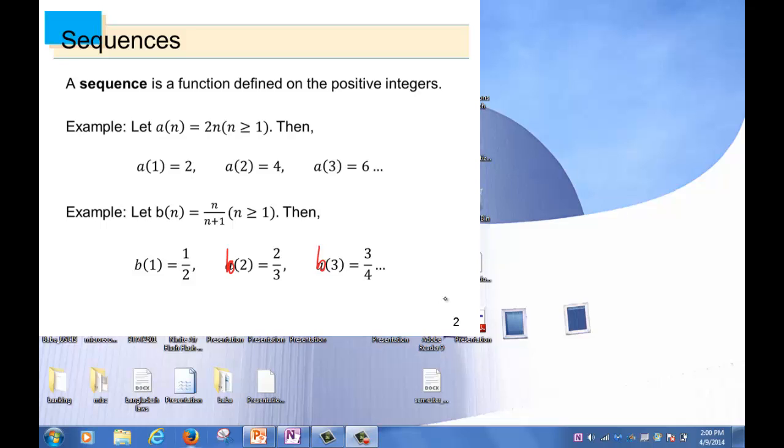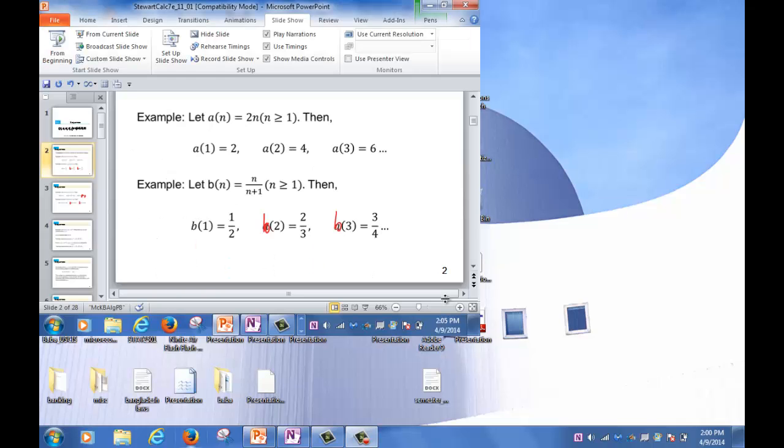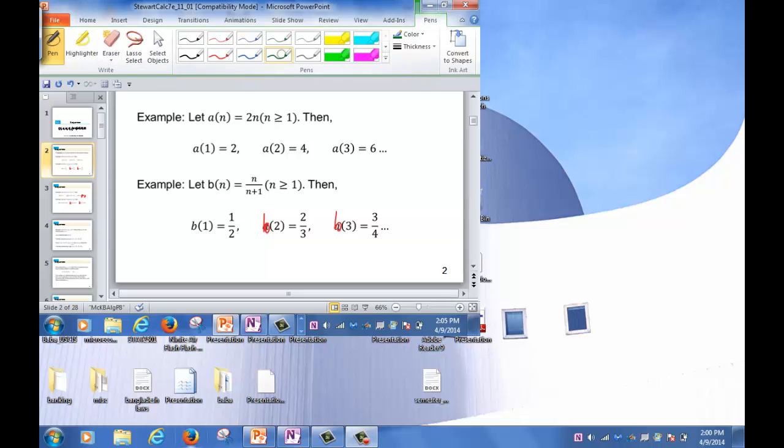Notice that I have the function 2n, right? If I write f of x is equal to 2x, then what's the difference? So if I write the function, let's say f of x is 2x, what's the difference between the function f and the function a of n? What's the difference?